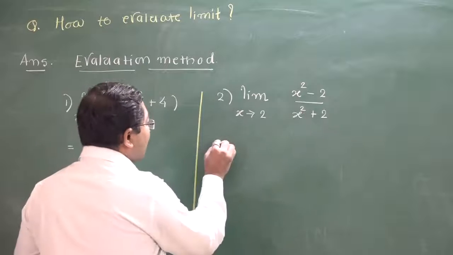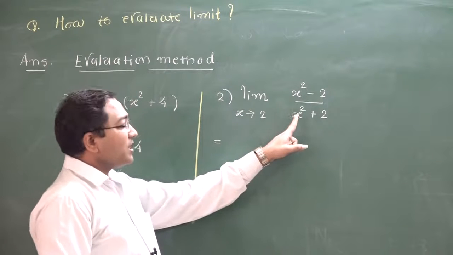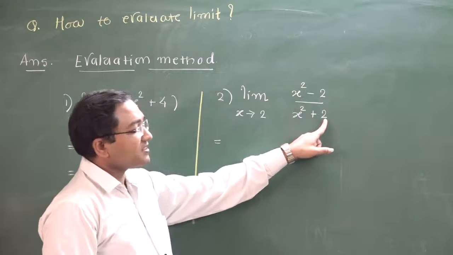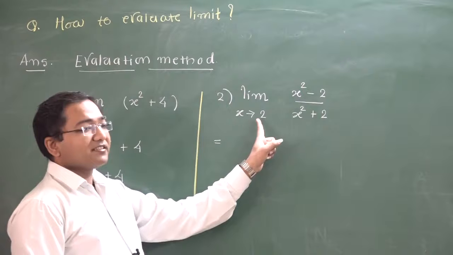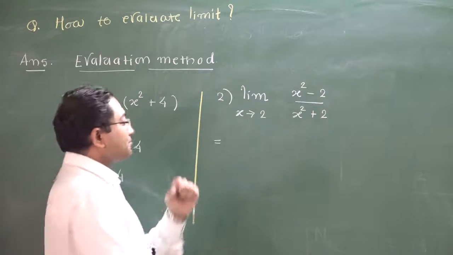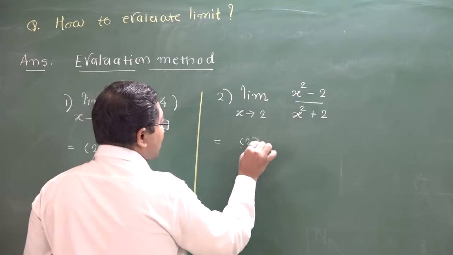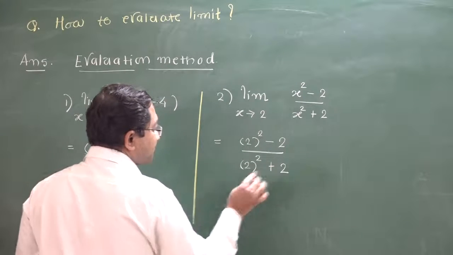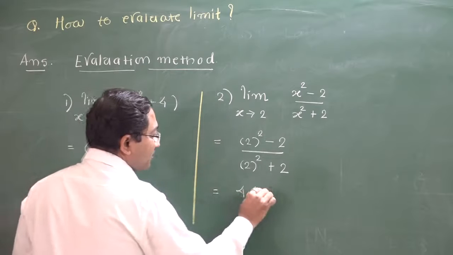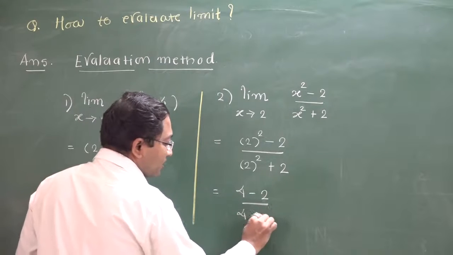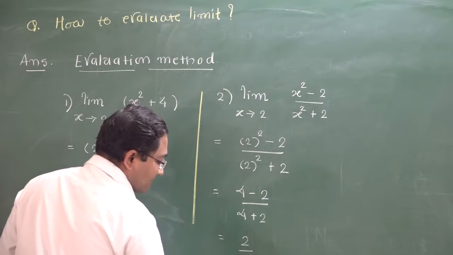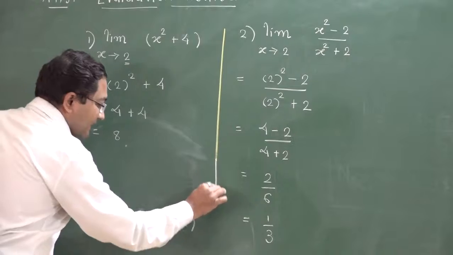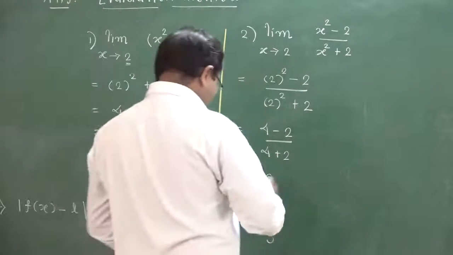Here we observe that when we substitute x equal to 2, the denominator becomes 2 square, 4, 4 plus 2, 6, and 6 is not equal to 0. Therefore we can substitute x equal to 2 directly. So that is 2 square minus 2 upon 2 square plus 2. 2 square is 4, so 4 minus 2 upon 4 plus 2. That is 2 upon 6, and that becomes 1 upon 3. So that is a finite limit. Case number 3.